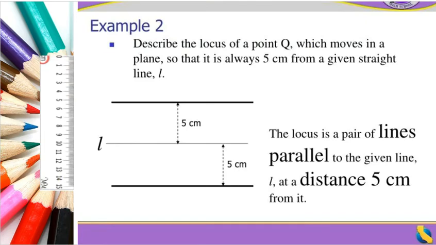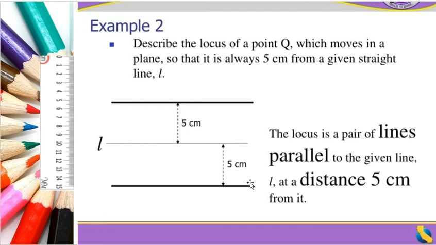So the locus is a pair of lines parallel to the given line L at a distance of 5 centimeter from it. For example, if we have this line L, we will draw the parallel lines of this line. How will we do it? We will take our ruler, keep it on this point and mark 5 centimeter above one point. Similarly, from both corners, we will mark 2 points above and similarly 2 points below. And then we will join these points by means of straight lines. So this is how we will construct parallel lines.